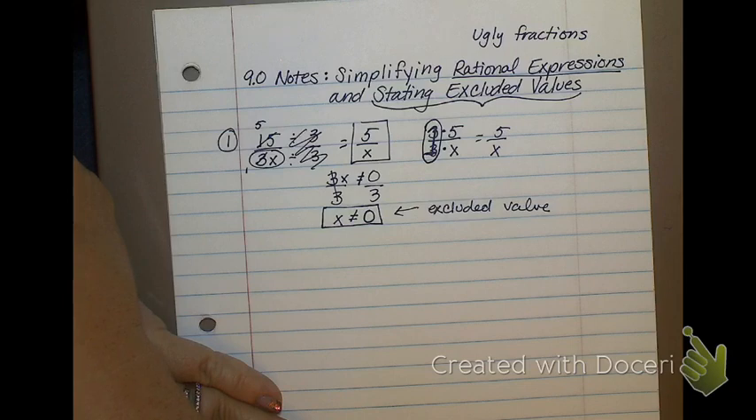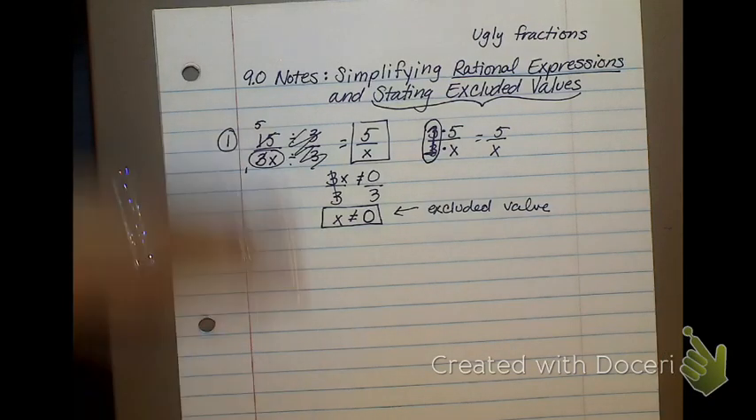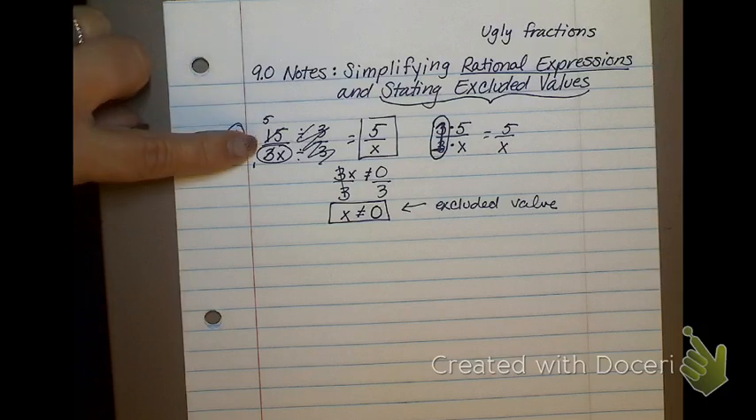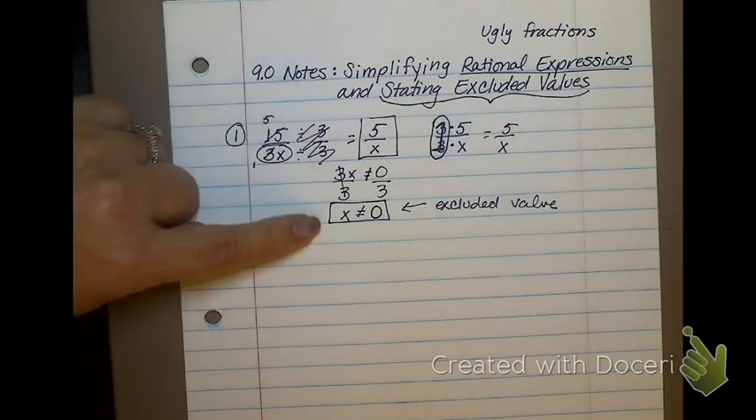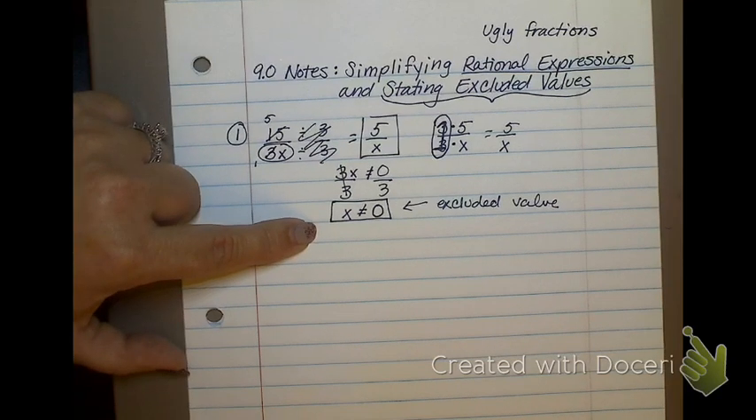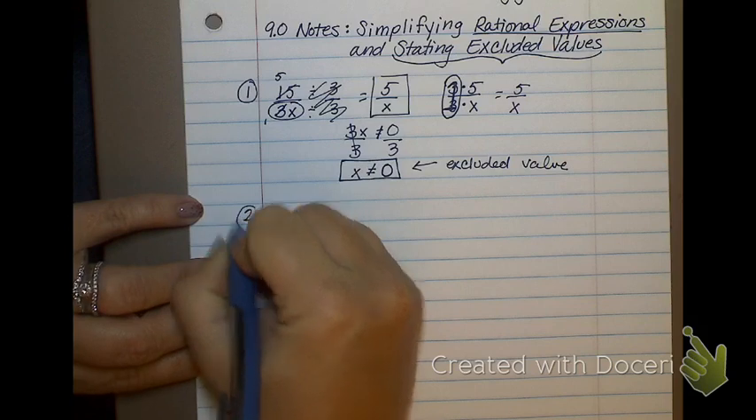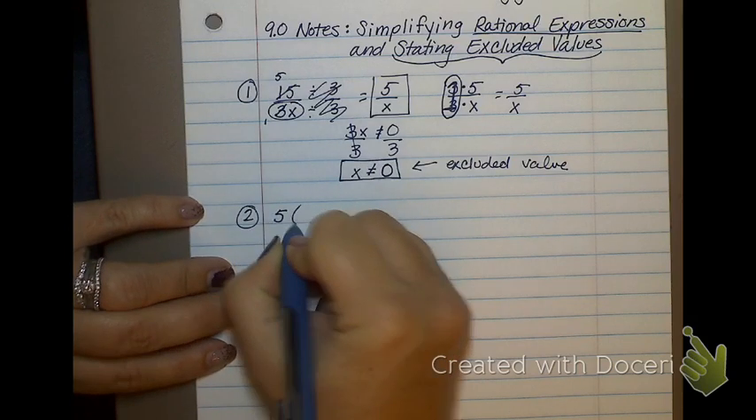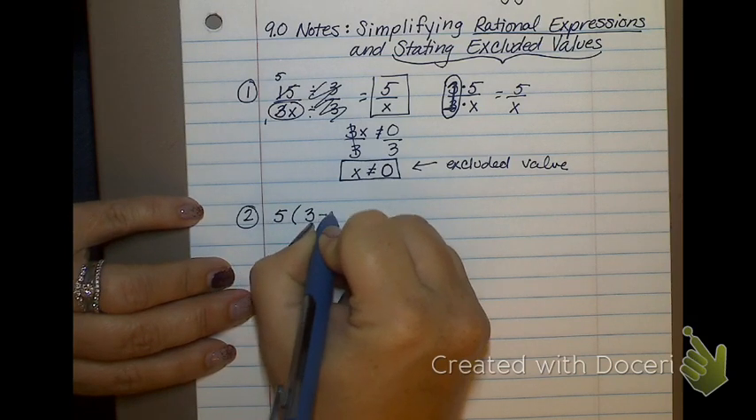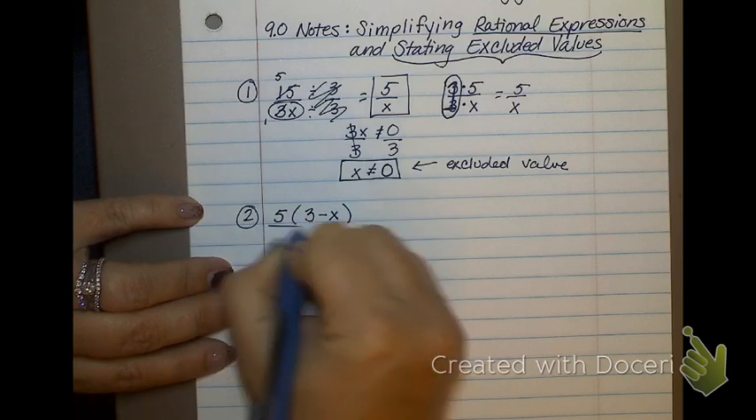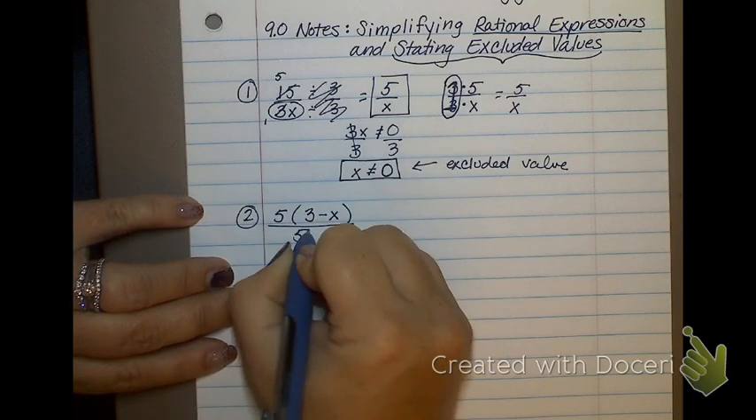So we're going to be looking at two components. We're going to be doing the simplify part, and we're going to have to find out what are the values of x that give us an impossible pizza situation. Okay? So here we go. Number 2. 5, parentheses, 3 minus x all over 5x.